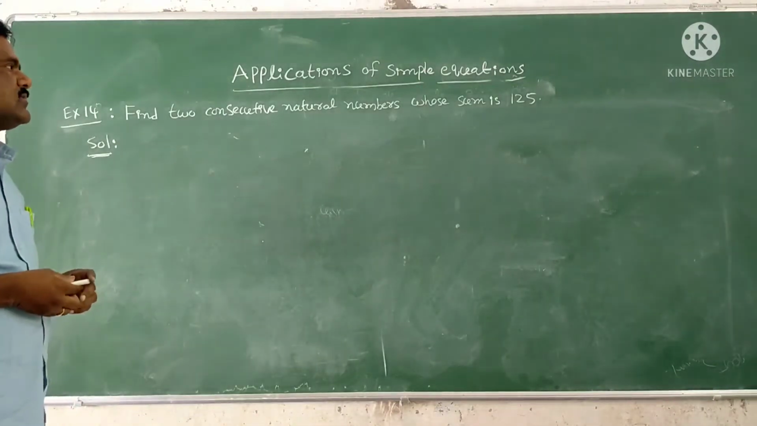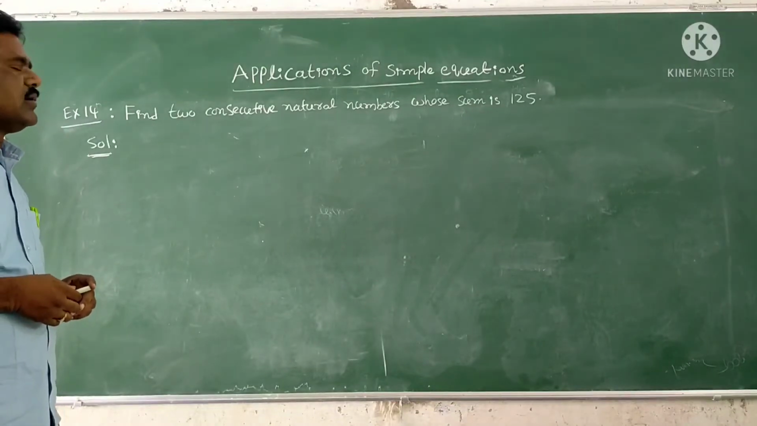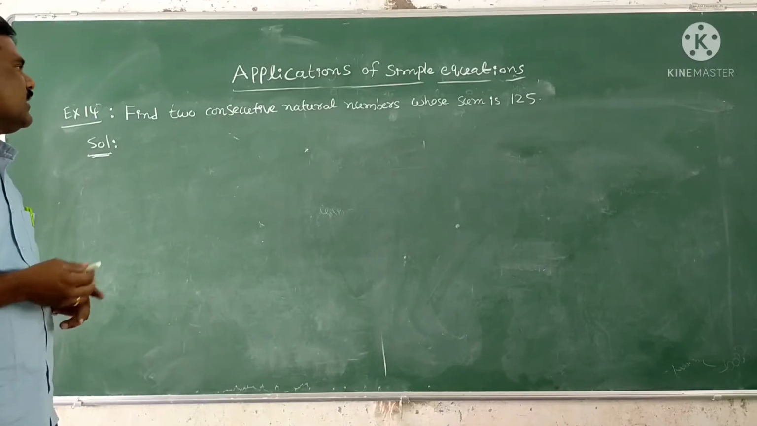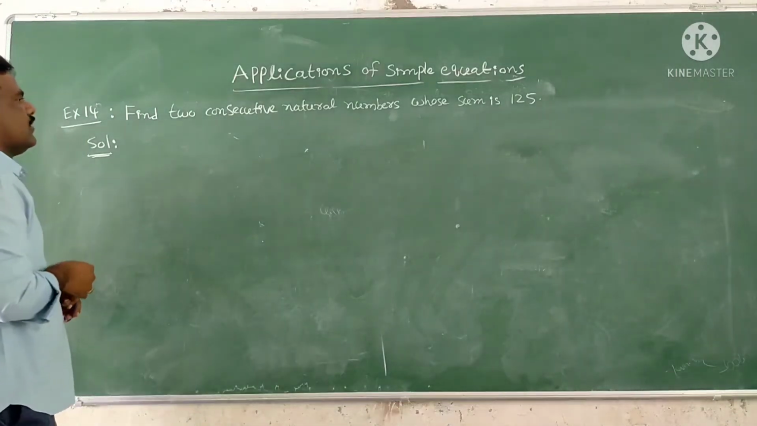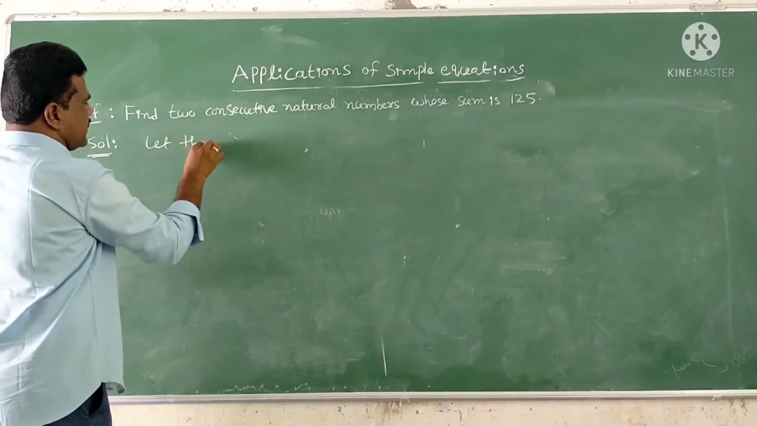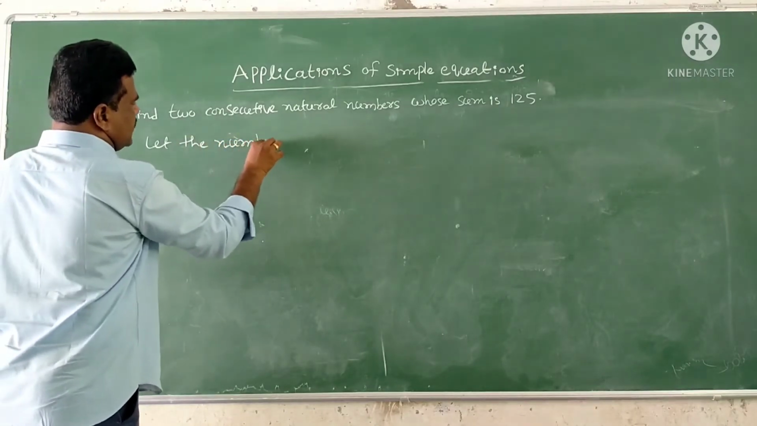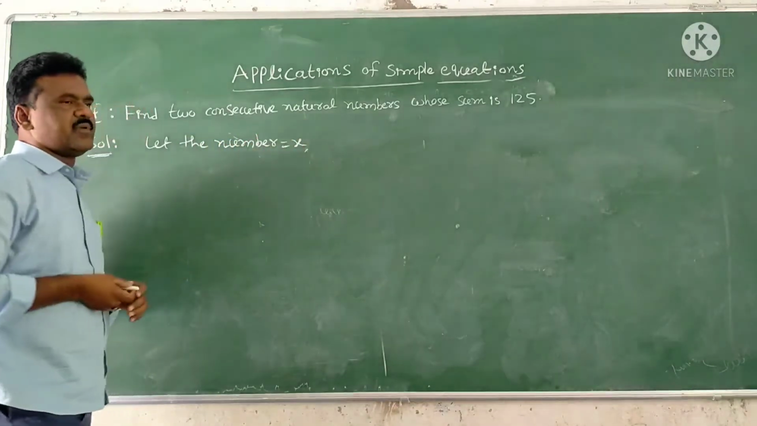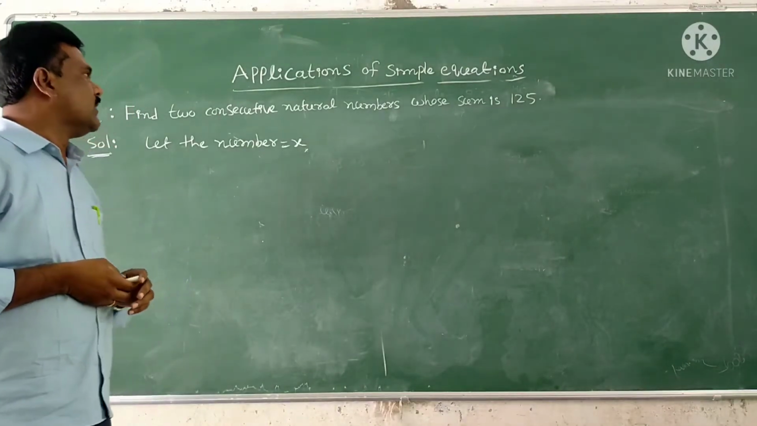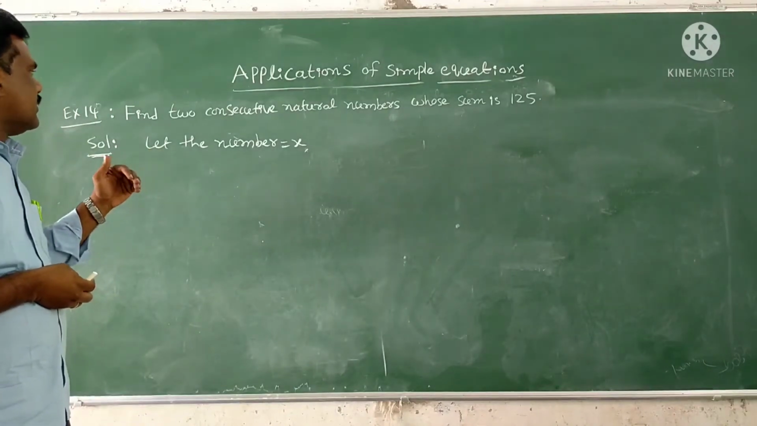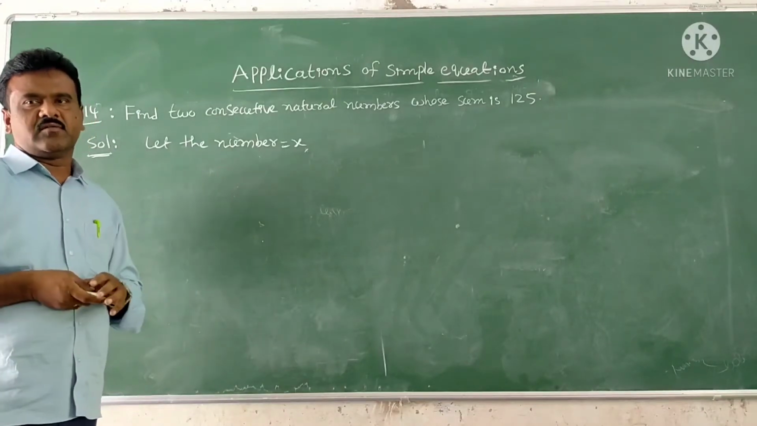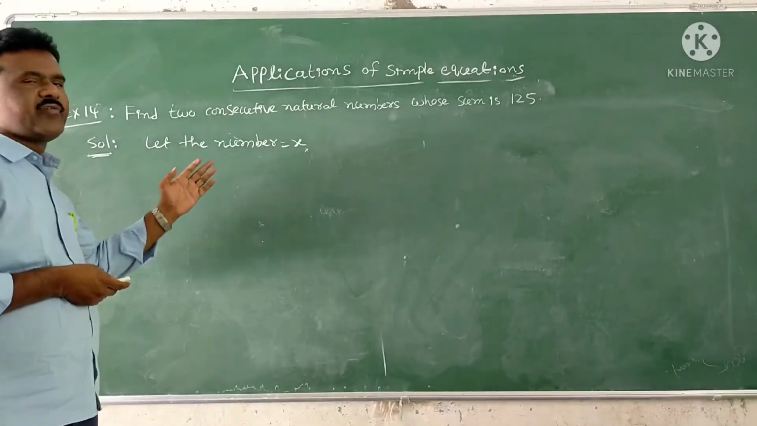Second step. What is the second step? Denote the unknown quantity by variables. Here, let the unknown number be x. That is, the first number is x. Next, we have to find the next number, that means the consecutive natural number of x.